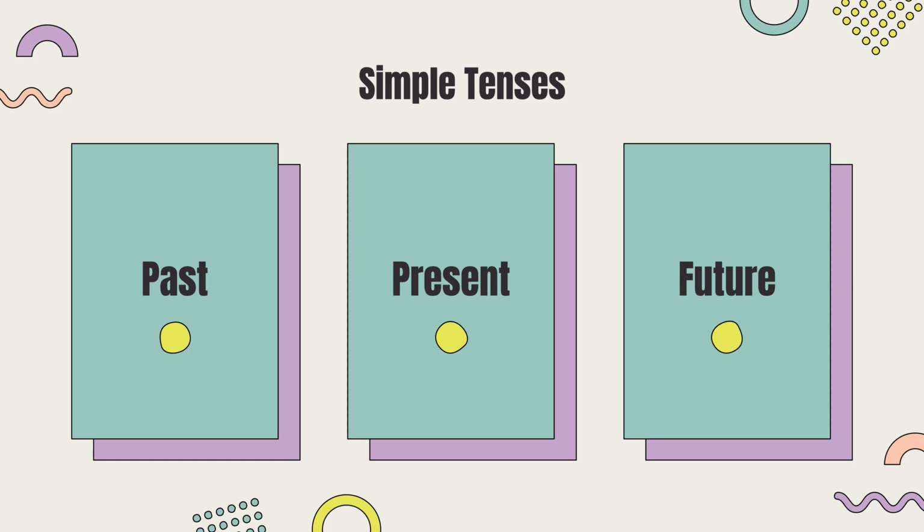To form the past tense of a verb, we add d or ed to the end of a regular verb. Irregular verbs, however, change their spelling in the past tense. To form the present tense, we add s or es to the end of the verb. For the future tense, we add the helping verbs will or shall to the beginning of the main verb. Here is a chart with some examples.